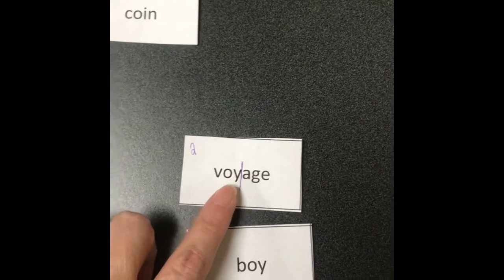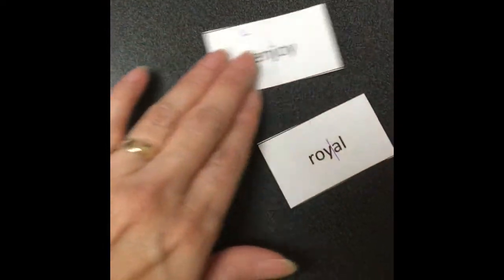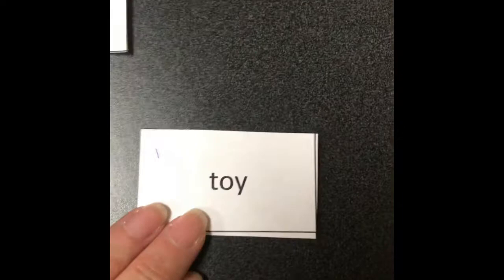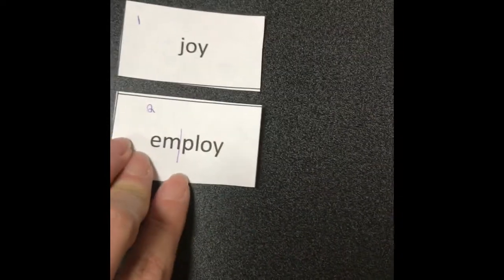Okay, voyage. My pattern is within the word, so for now I'm going to put that right there. Boy. I'm going to put that right there. Enjoy. My OY is at the end, so in the final position. Royal. It's within the word. And then toy. Toy is at the end. Joy. Joy is at the end. Oyster. Oyster is in the beginning. It's located in the beginning. And employ. Oi is at the end.